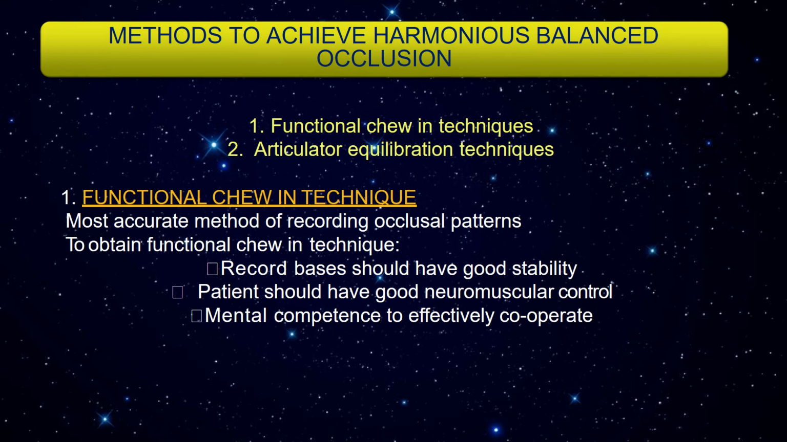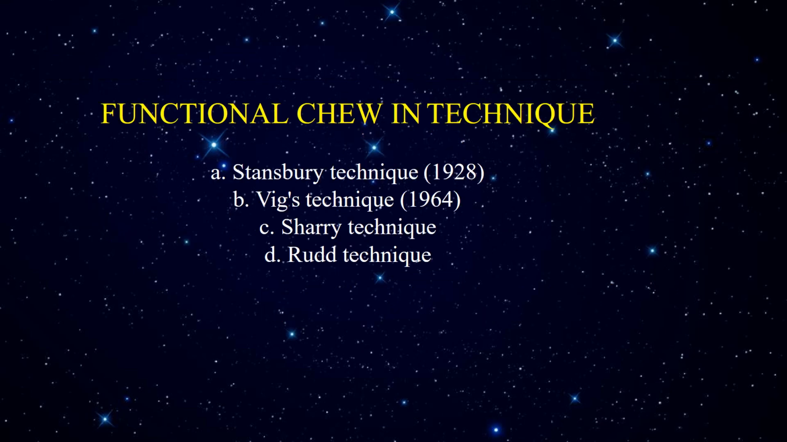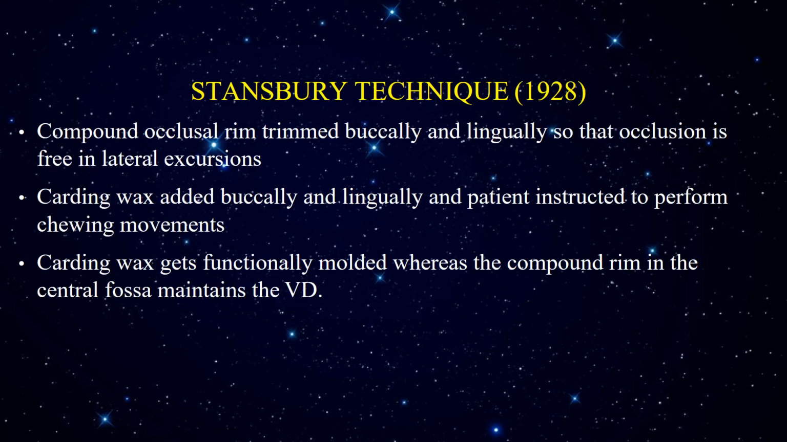Okay, so we were talking about the various techniques to correct the occlusal plane, that is, to remove occlusal disharmony. Now we'll talk about techniques to achieve bilateral balanced occlusion. There are basically two techniques: the functional chewing technique and articulator equilibration. The functional chewing technique was advocated by various authors like Stansbury, Wake and Shari, and this is not a very difficult technique. Basically, all of them have advocated the same thing.